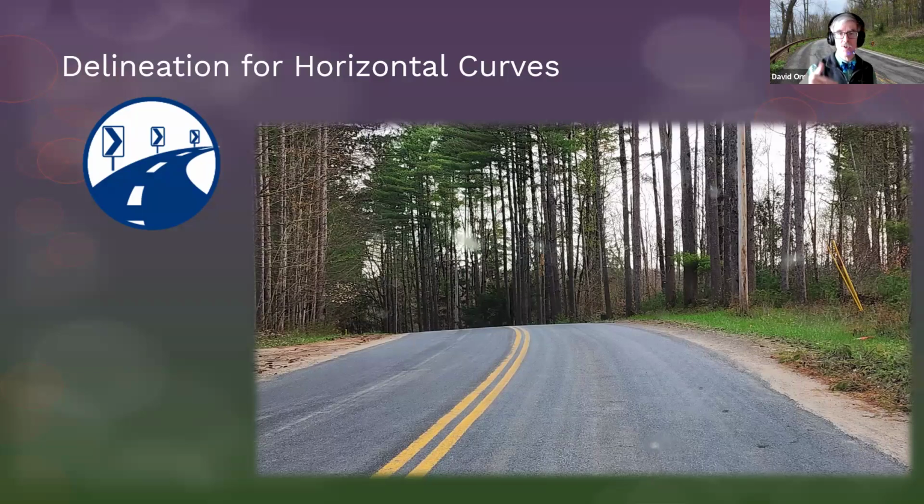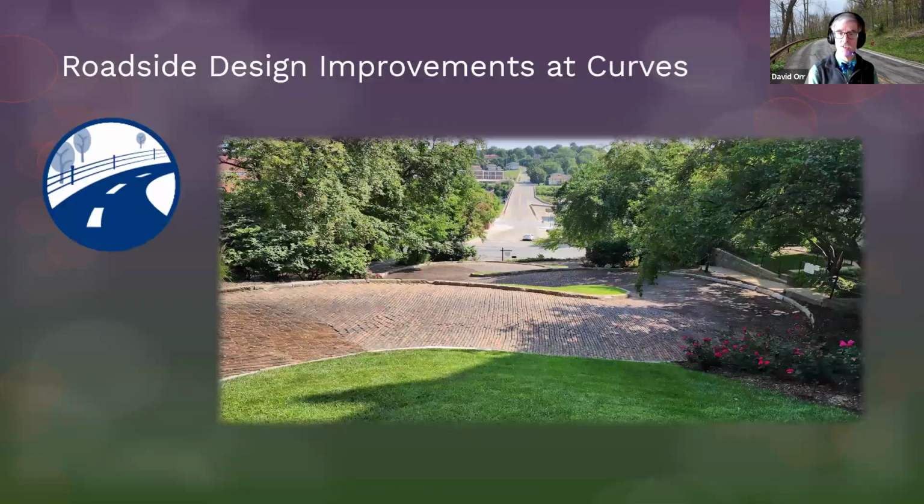And the two parts of the curves: we're going to look at the delineation of horizontal curves, okay, signs and stripes and things like that. And then we're going to look at some roadside design improvements at curves to make them better for flow and better for safety. And the reality is both of these are not only proven countermeasures, but they go hand in hand in a lot of ways. And the reason we wanted to have a special webinar on them is because there's just a lot of little things to think about.